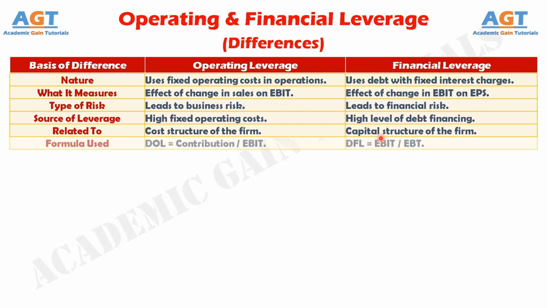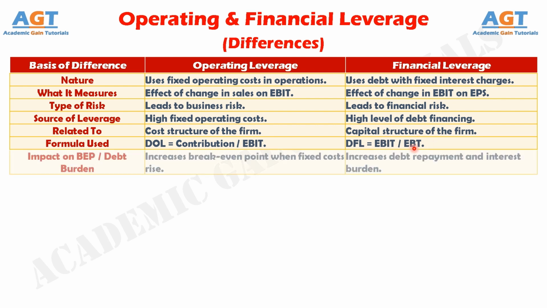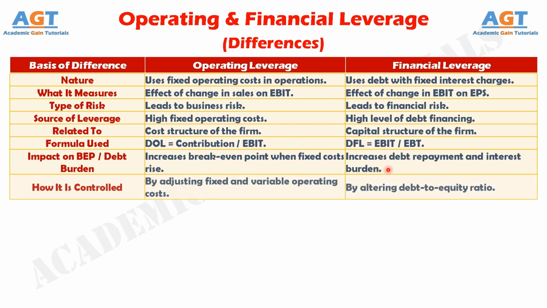Number 6. Operating leverage is measured by dividing contribution, sales minus variable costs, by EBIT, whereas financial leverage is measured by dividing EBIT by earnings before tax, EBT. Number 7. Operating leverage raises the break-even point when fixed costs rise, whereas financial leverage raises the overall debt burden through higher interest obligations.